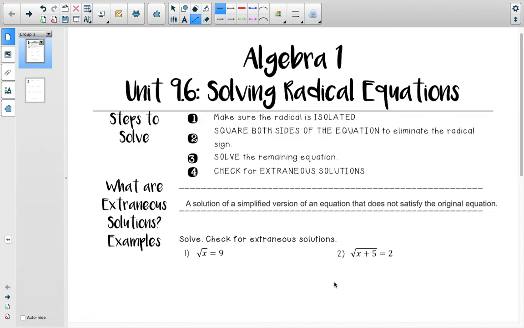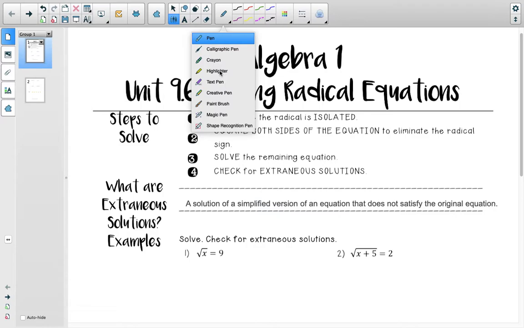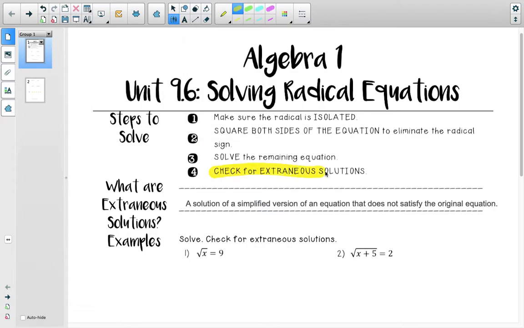And that's solving radical equations. So solving radical equations are not difficult. The only thing that kind of stumps up some people are these extraneous solutions. And extraneous solutions, I like to say, are just fake answers.